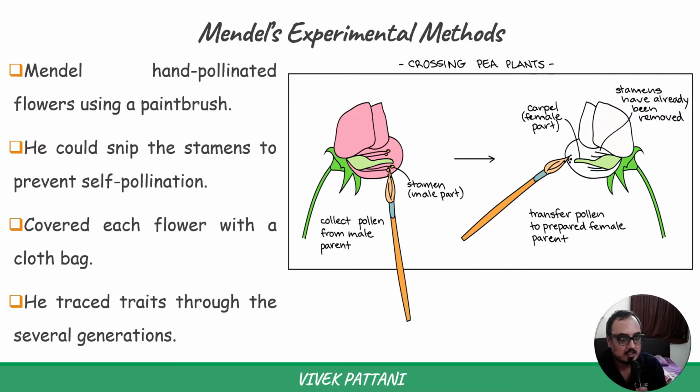Now, Mendel's experimental method. How did he perform experiments? Mendel hand-pollinated flowers using a paintbrush, as given in this figure. He would snip the stamens to prevent self-pollination, and covered each flower with a cloth bag. He also traced the traits through several generations.